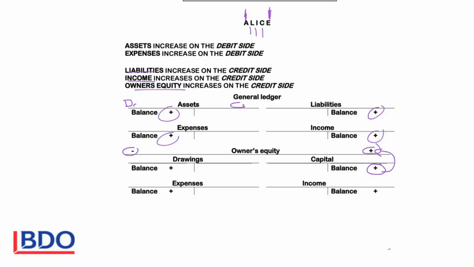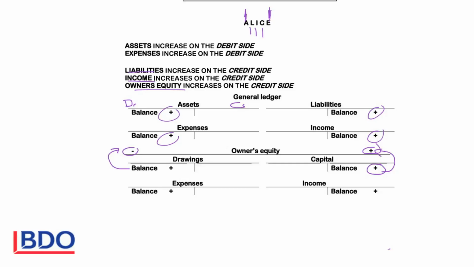If the owner takes goods or money for his own use, then we will debit the drawings account. What will happen to owner's equity? Because he's taken goods or money, the business owes him less money, so his owner's equity will decrease.